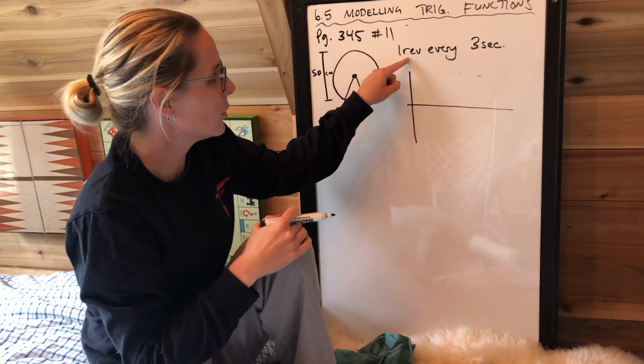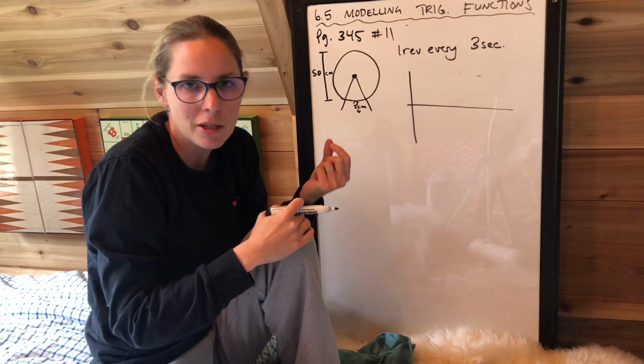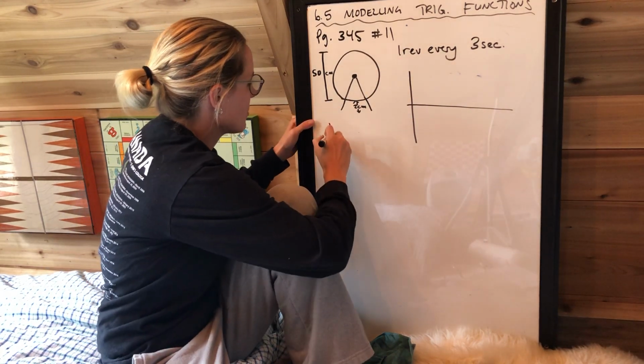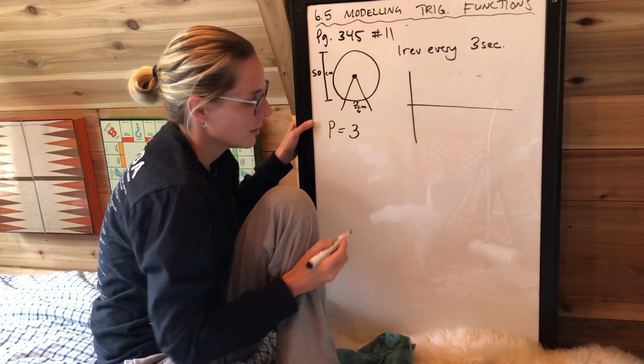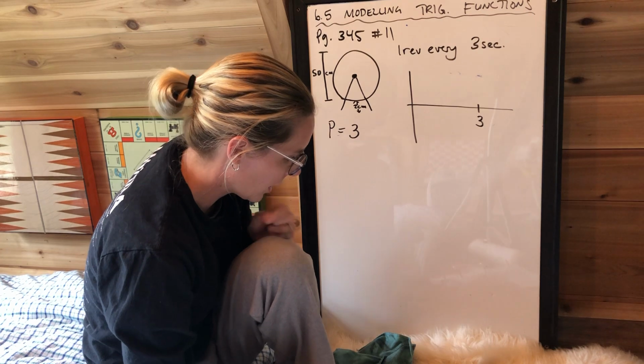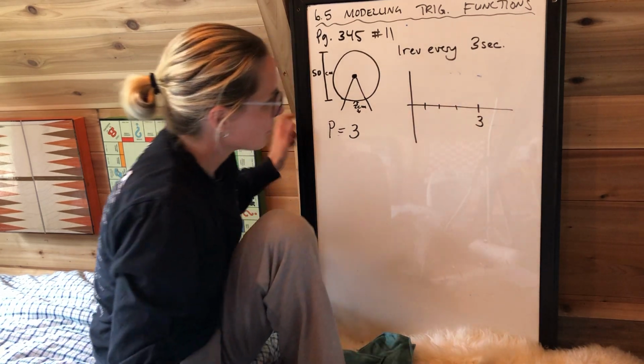First of all, one revolution every 3 seconds. One revolution is what we consider the period, right? One cycle is the period. So we know that this has a period of 3 seconds. Okay, which means we want to get one cycle in by 3. Now we want to split this up into 4. That's not so important right now.